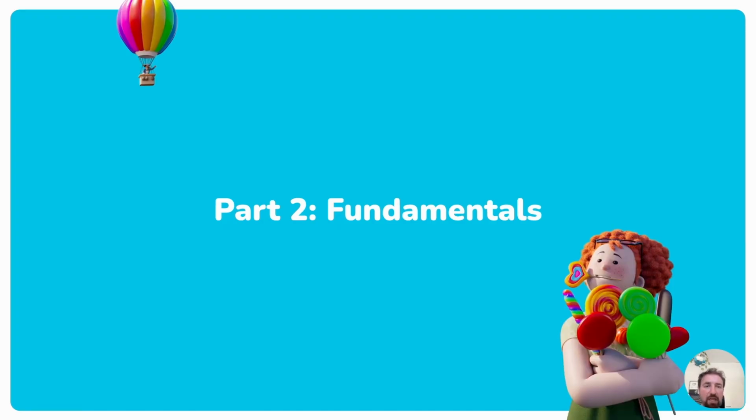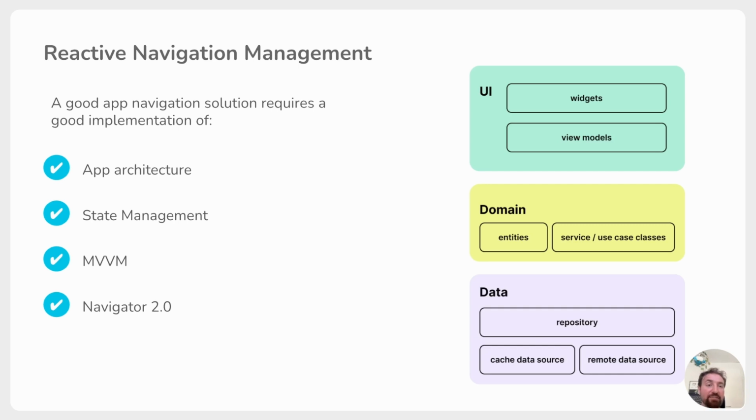In the second part, I would like to talk about the fundamentals when approaching reactive app navigation. Again, what I will present is not the perfect solution, but it is based on my learnings and where I stand today. Our topic is reactive navigation management, but what should we understand from it? It is about handling navigation in a way that is reactive, responding to the state changes in the application state and operating system intents. Navigation is at the core of our application. In my opinion, a good navigation solution requires a good understanding of app architecture, state management, MVVM, and Navigator too.